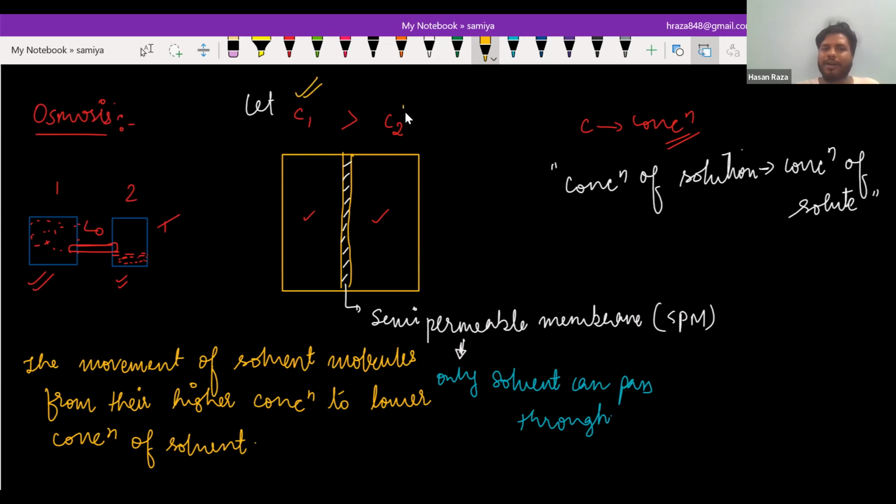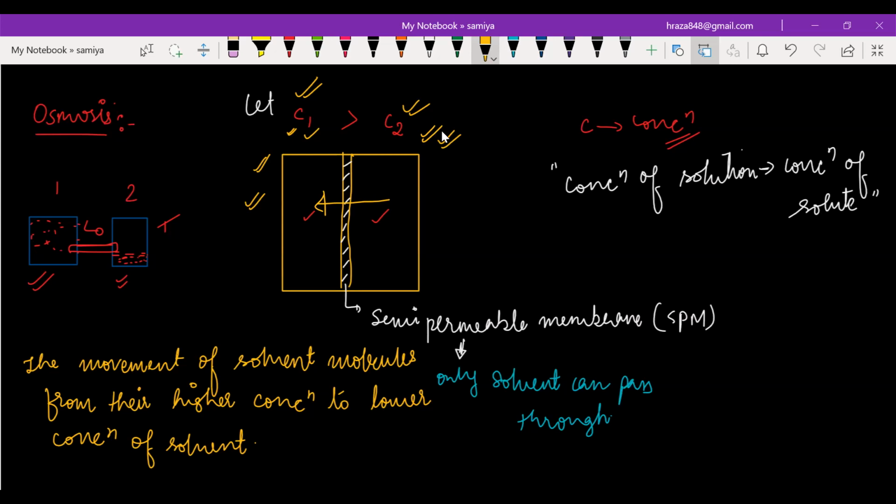I wrote C1 greater than C2. That means the concentration on the left hand side is greater, and here it is lesser. But when we talk about concentration of solution, we are talking about concentration of solute. That means solute is more. If solute is more, then solvent on the left hand side is lesser and solvent on the right hand side is greater, because concentration of solution is lesser on the right hand side. So the flow will take place from right to left. Are you getting my point? Rim, Samia, Madiha? Yes, sir. So please write it, and then I am going to define it in terms of solute also.